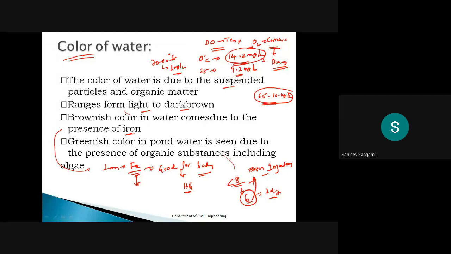A greenish color in pond water seems to be the presence of organic substances. What is organic? The major classification is inorganic versus organic. Inorganic means the compounds which are free from carbon atoms; carbon will not be there. Here, carbon will be there in the structure.